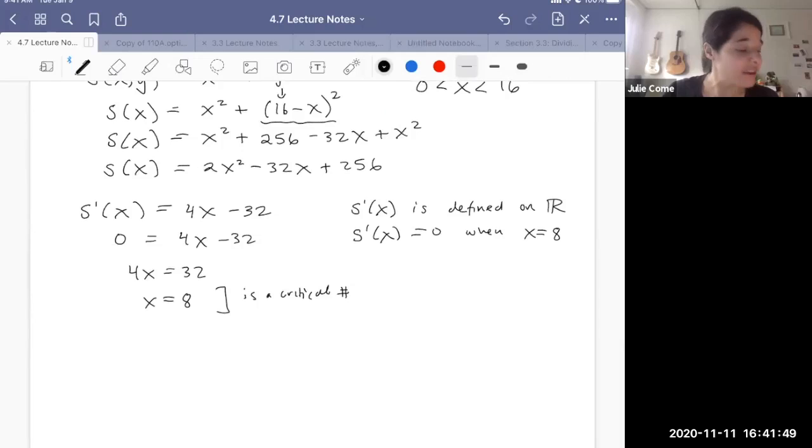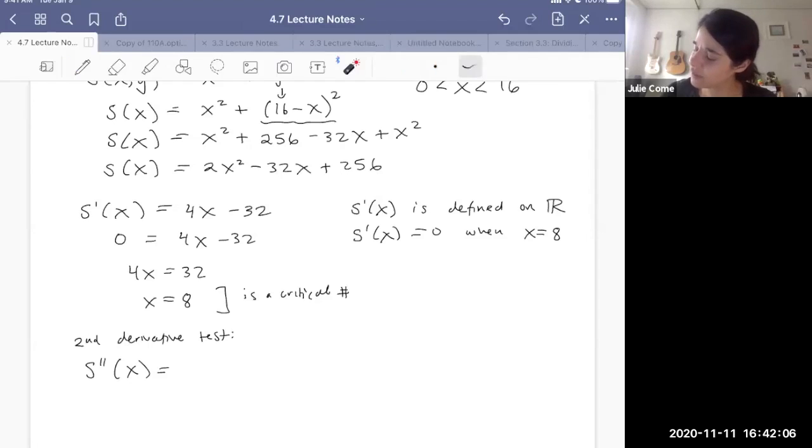We could do the second derivative test. We could do both. In this case, I think the second derivative test is going to be, again, even easier than doing the first derivative. So if we do the second derivative test, s double prime of x, if I take the derivative of s prime of x, is actually just going to be 4. In fact, notice once again, s double prime is a constant. This is always positive because it's a constant.